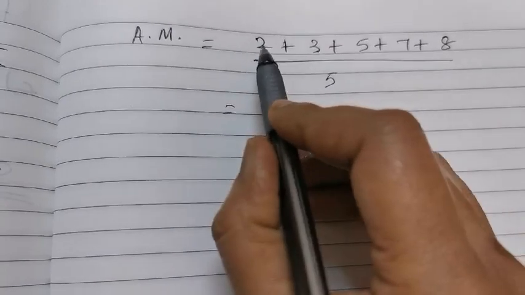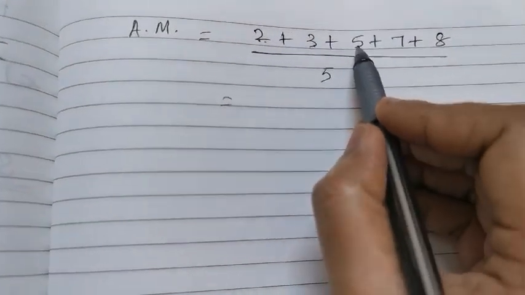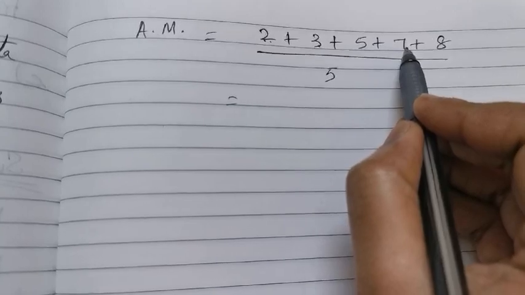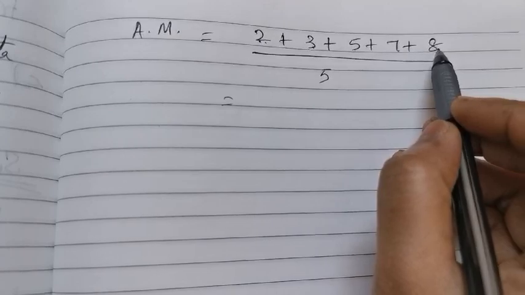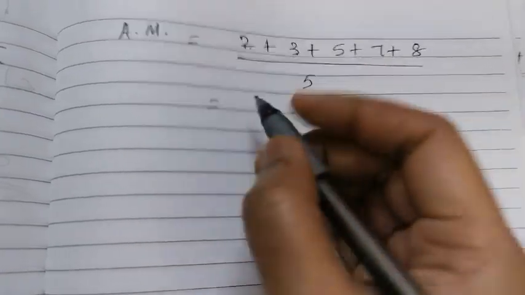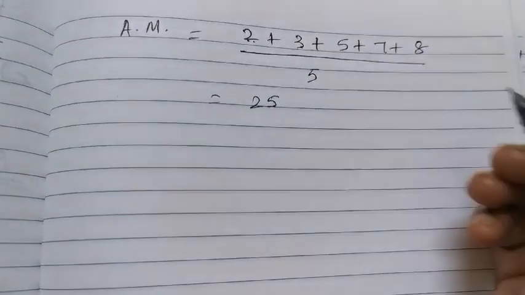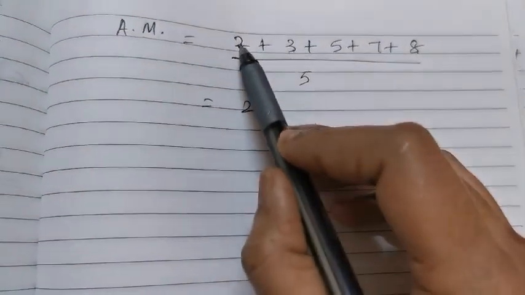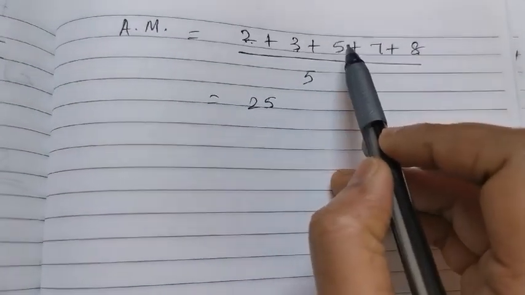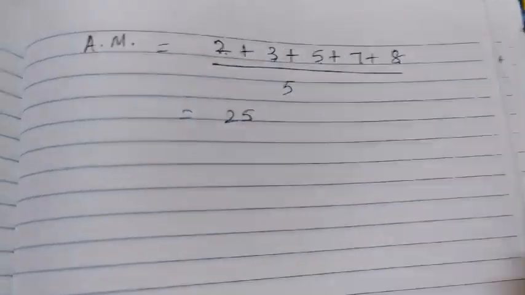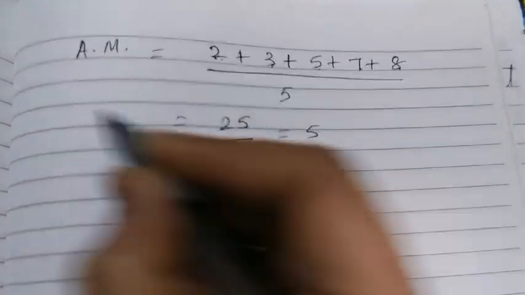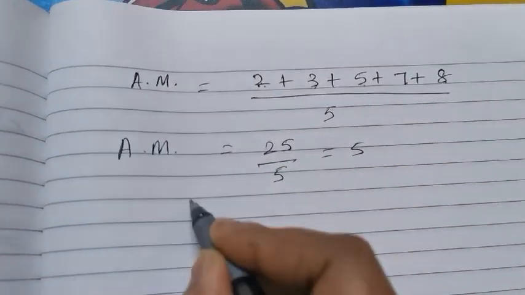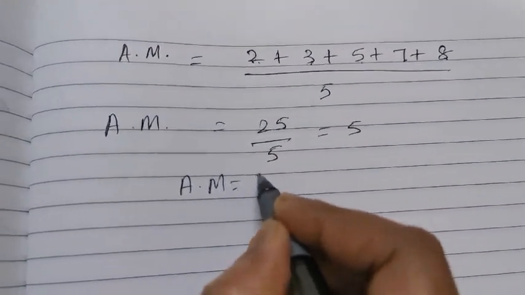Now when I add this, 3 plus 2 is 5, 5 plus 5 is 10, 10 plus 7 is 17, 17 plus 8 is 25. Once more we will check. 8 plus 2 is 10, 10 plus 3 is 13, 13 plus 7 is 20, 20 plus 5 is 25. So the sum is 25. 25 by 5. Therefore, the arithmetic mean is 5.